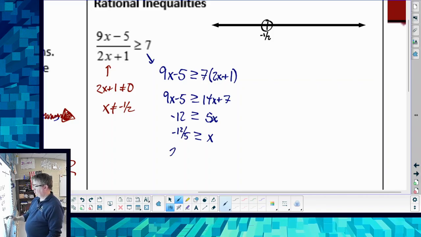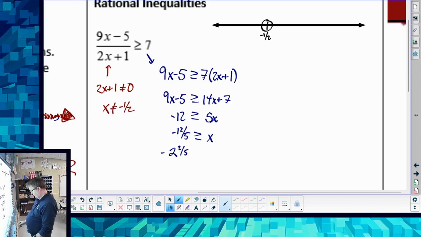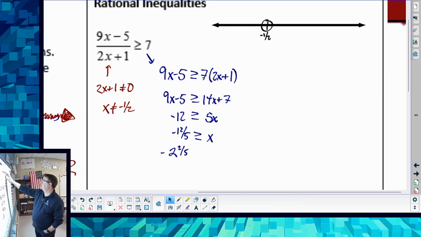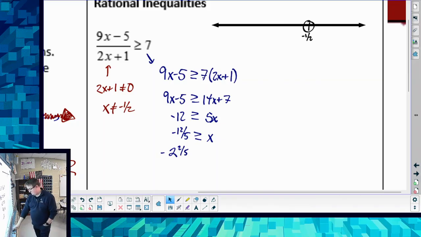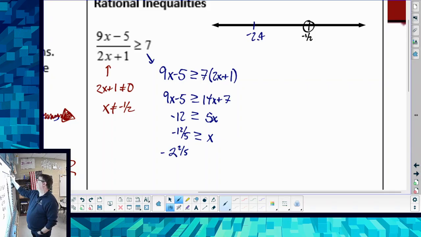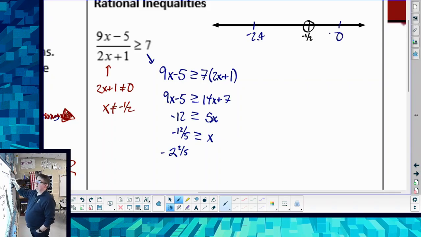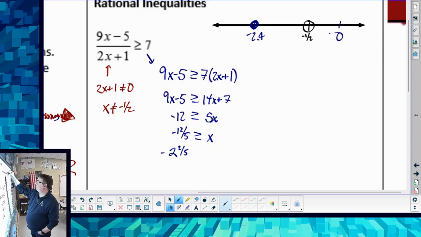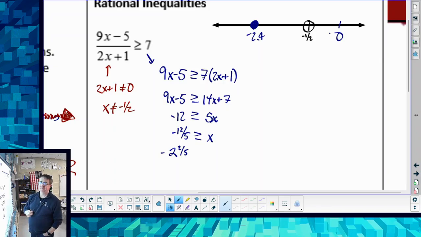So that's going to be 2 2/5. All right. So coming back up here, so about -2.4. So then I can put the 0 here. Since it says equals, this one it's okay if it equals 0, so I'm going to include that.